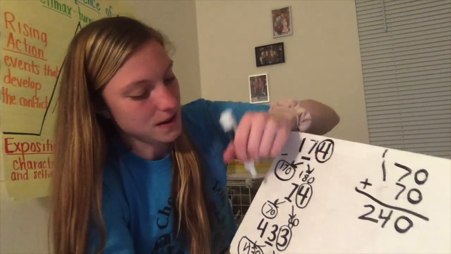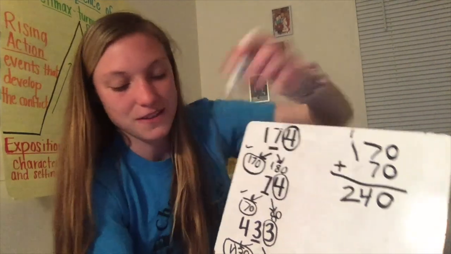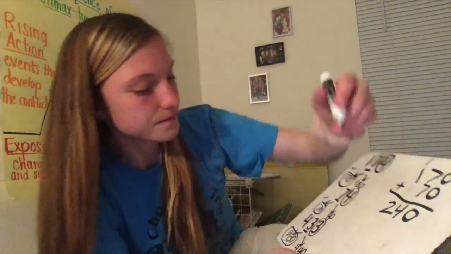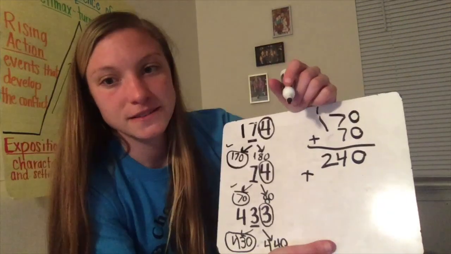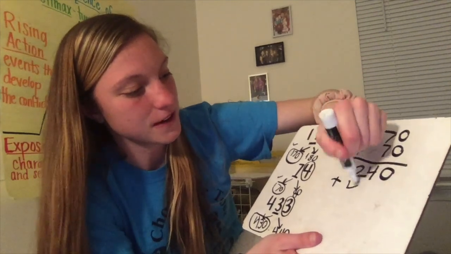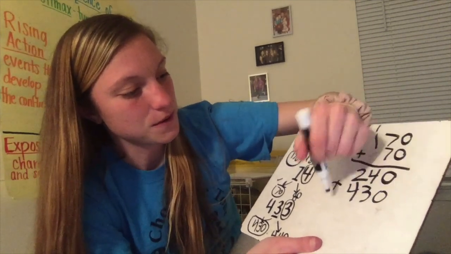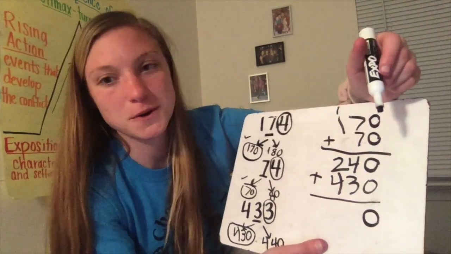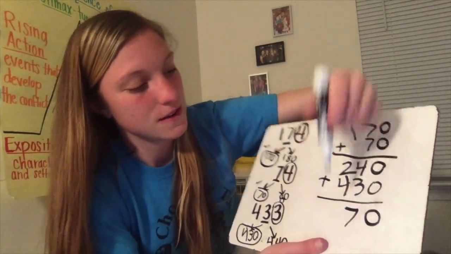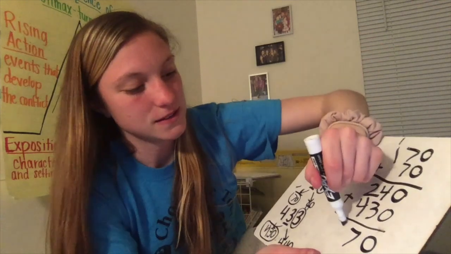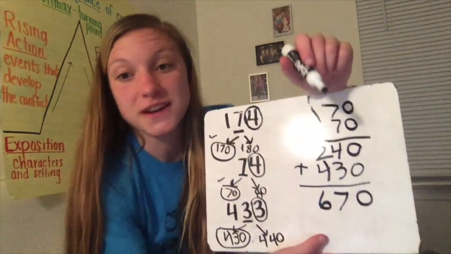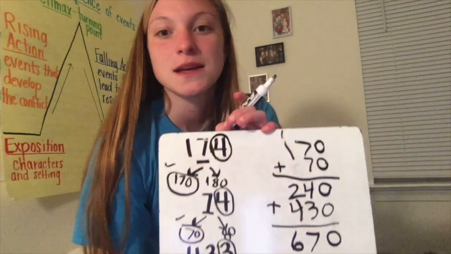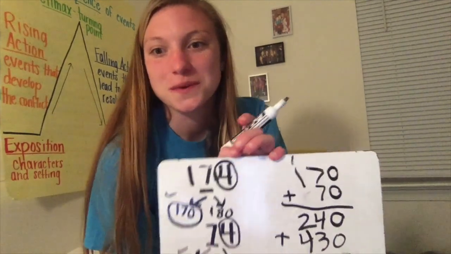We did this one and this one, but not the 430. So we're going to add the last number, the 430, to our total. 0 plus 0 again is 0. 4 plus 3 is 7. And 2 plus 4 is 6. So our answer is 670, but you always, always, always need a label.